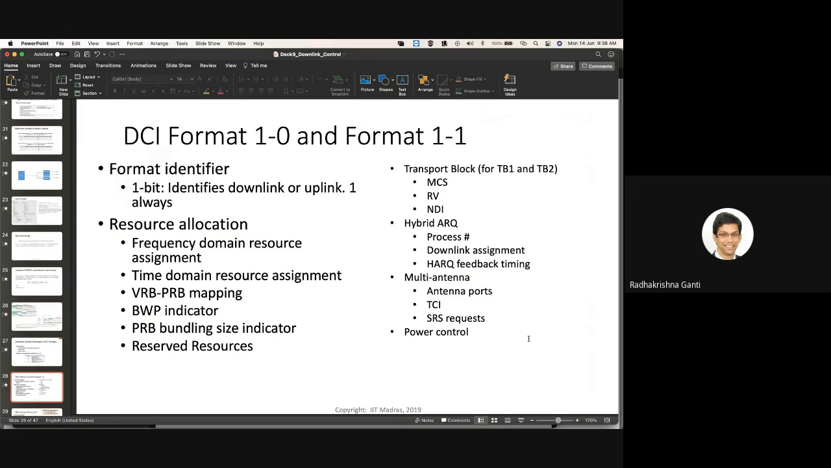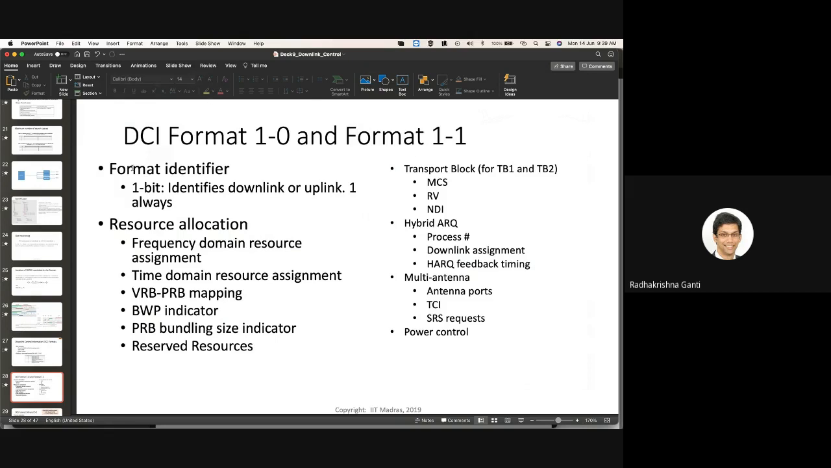So let's go through this slide and then we'll go into detail on the 1_0 format at least. And 1_1 format, I will leave as an exercise for you. So what are DCI format 1_0 and format 1_1? They do downlink scheduling. Essentially, what is meant by downlink scheduling? It will tell which UEs are scheduled, and what is the frequency and time allocation for that particular UE along with the MCS.